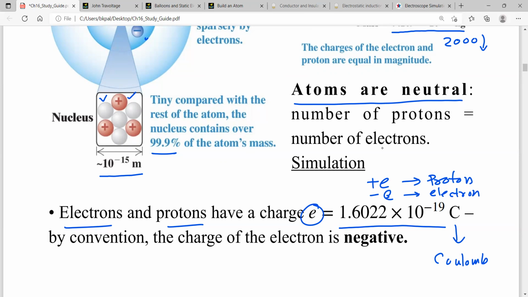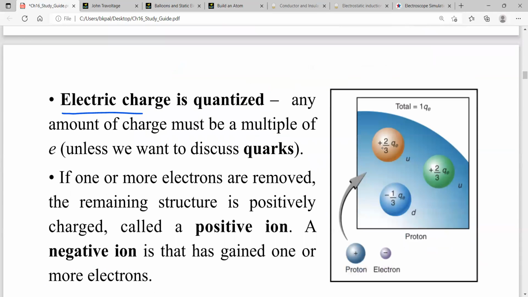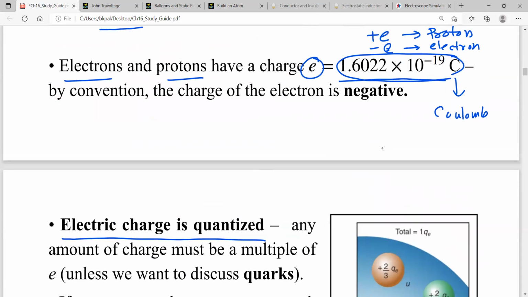So proton charge is plus 1.6022 times 10 to the power minus 19 coulomb, and electron charge is minus 1.6022 times 10 to the power minus 19 coulomb. This numerical value is the smallest possible charge, and all other charges are integral multiples of this charge. That's why we say electric charge is quantized. We cannot have continuous charge. All the charges are integral multiples of this.